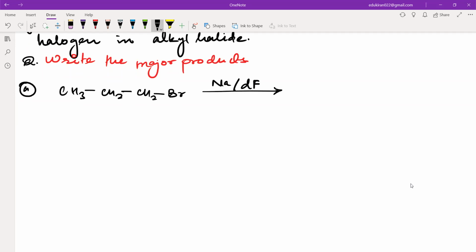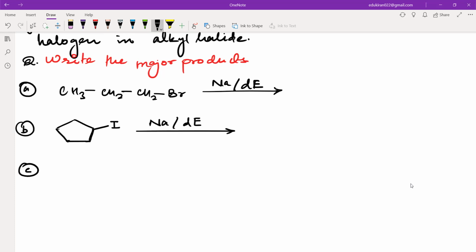Sodium in the presence of dry ether. Okay, try to write the products for these three.